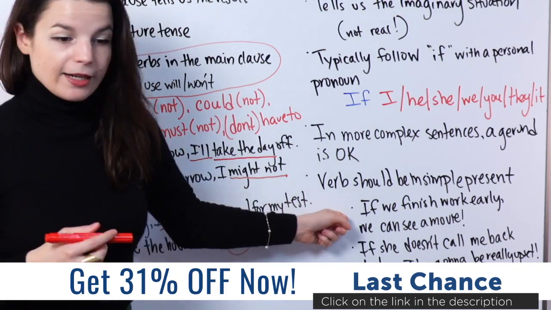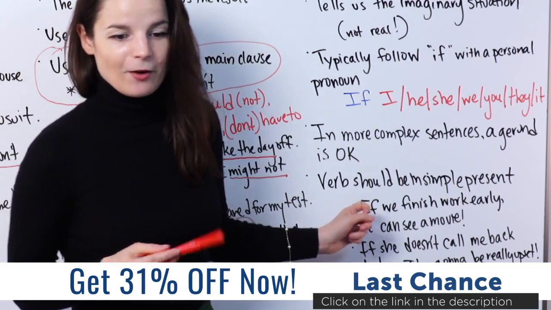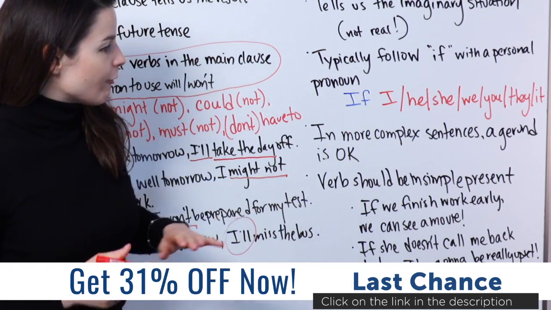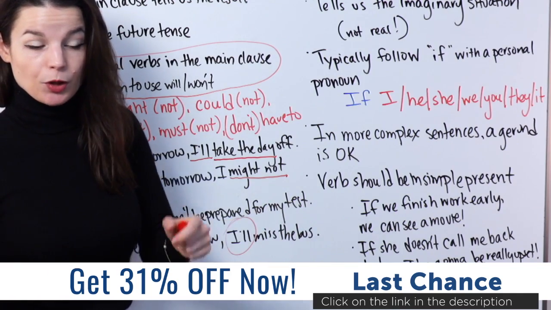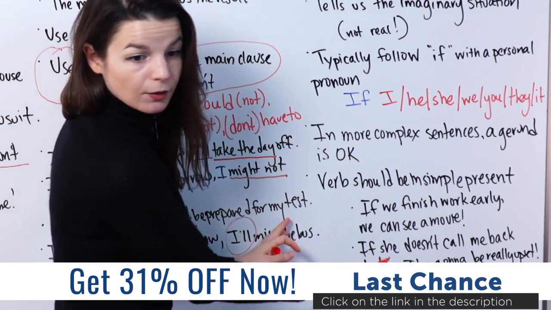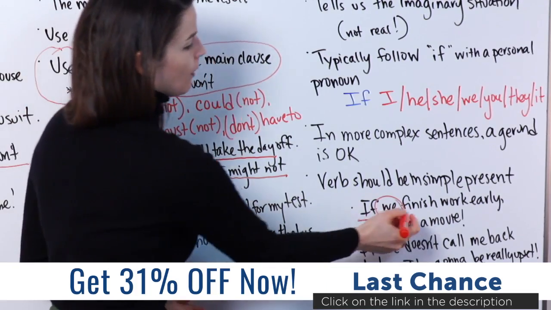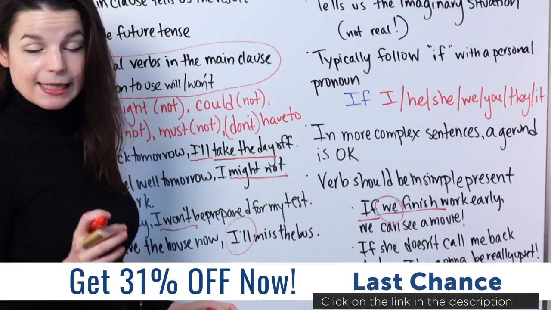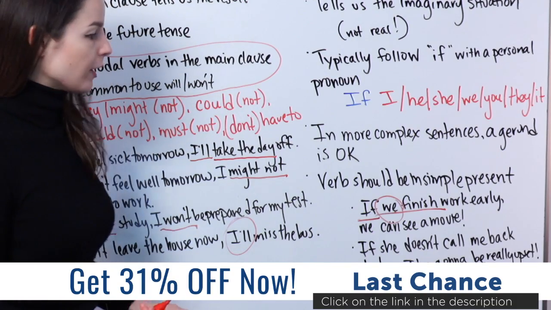Let's take a look at just two more example sentences to finish, or maybe one. If we finish work early, we can see a movie. Here, if is followed by my personal pronoun, we, which is followed by my verb in simple present tense. If we finish work early, we can see a movie.